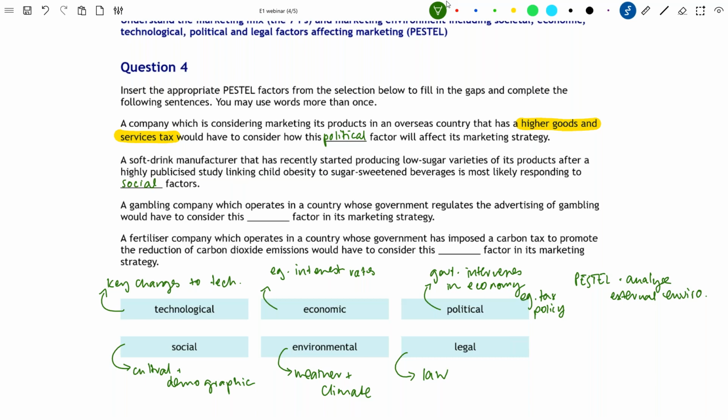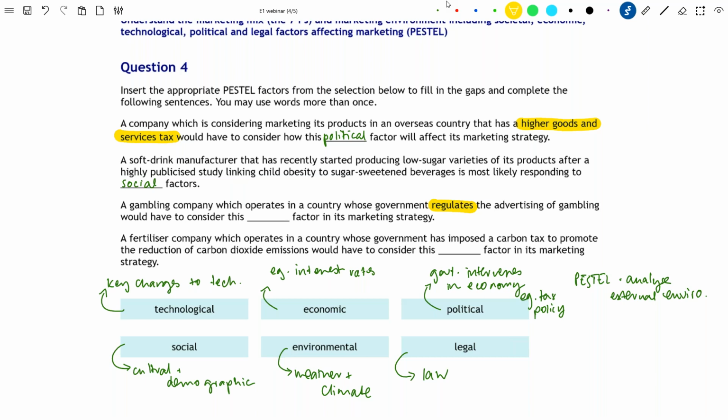Our third scenario is a gambling company which operates in a country whose government regulates the advertising of gambling would have to consider this what type of factor in its marketing strategy. Okay, so here we're talking about regulation. So we're talking about what's legal and what's not in a country.